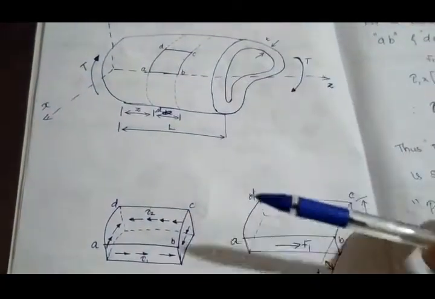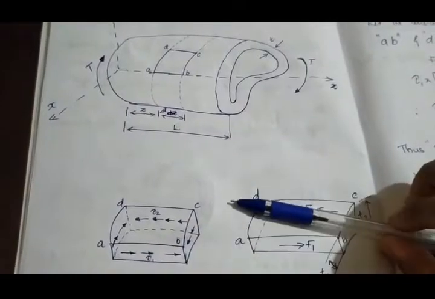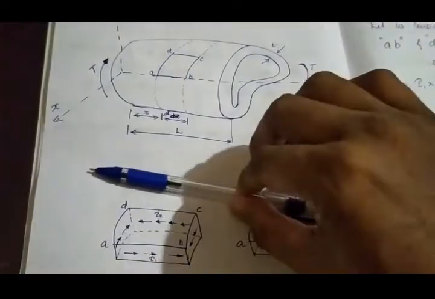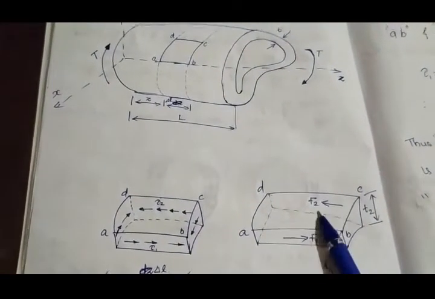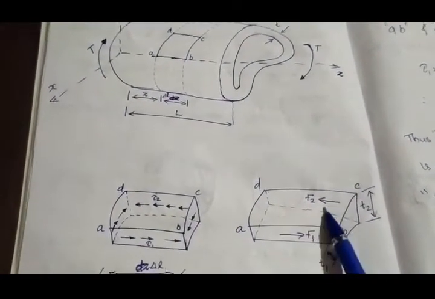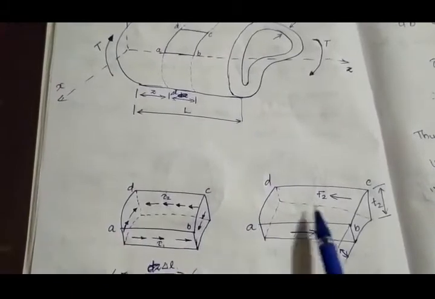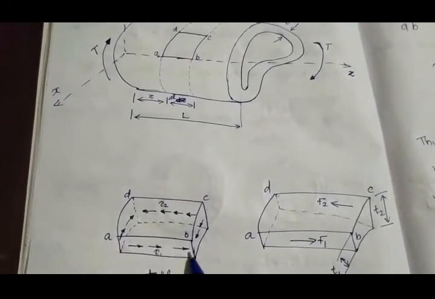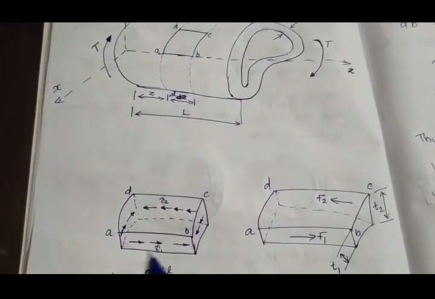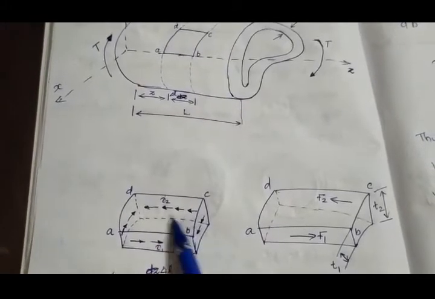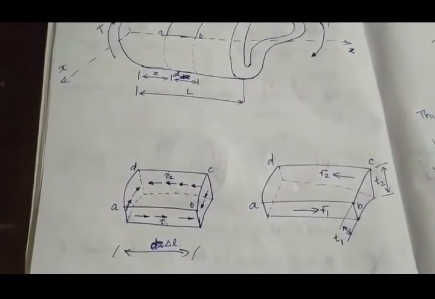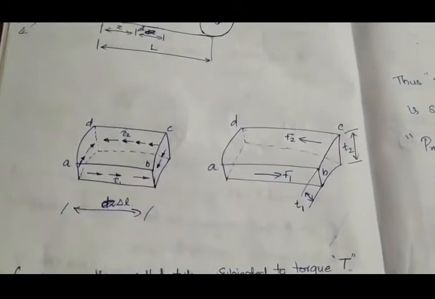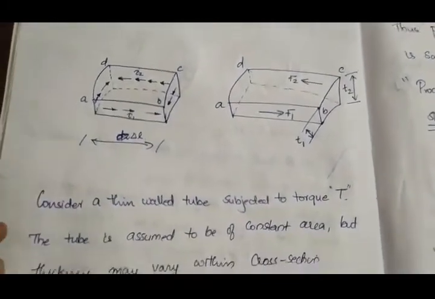So when considering the equilibrium condition, there will be another force F2. Say this is shear force. So shear force will be acting like this. Similarly, shear stress will be acting like this. Tau 1 and tau 2 are acting like this. Now we'll see what we are going to analyze here.